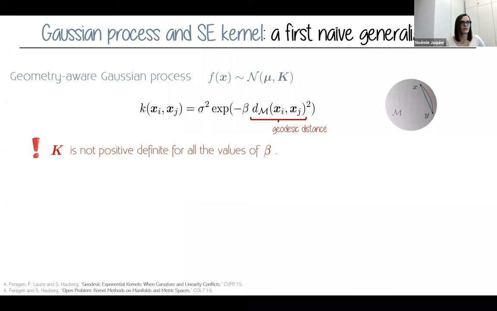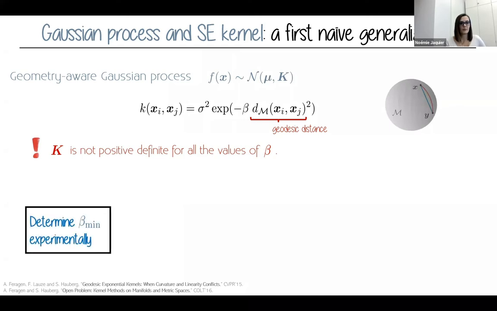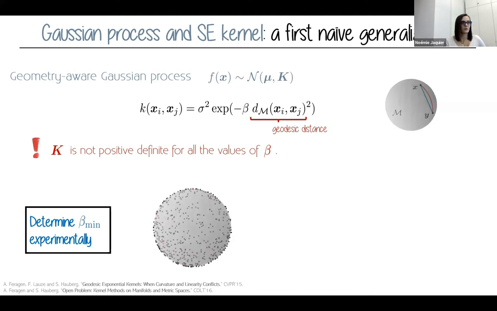However, here we can exploit the fact that the minimum eigenvalue function is monotonic with respect to the value of beta. It means that we can find a beta min, so a minimum value, such that for all the values of beta that are higher than this beta min, the kernel is guaranteed to be positive definite. And we can simply determine this beta min in an experimental manner. To do this, we simply generate some points on the manifold, we sample them, then we compute the kernel for those points, and we check for which beta all the eigenvalues of our kernel are positive.